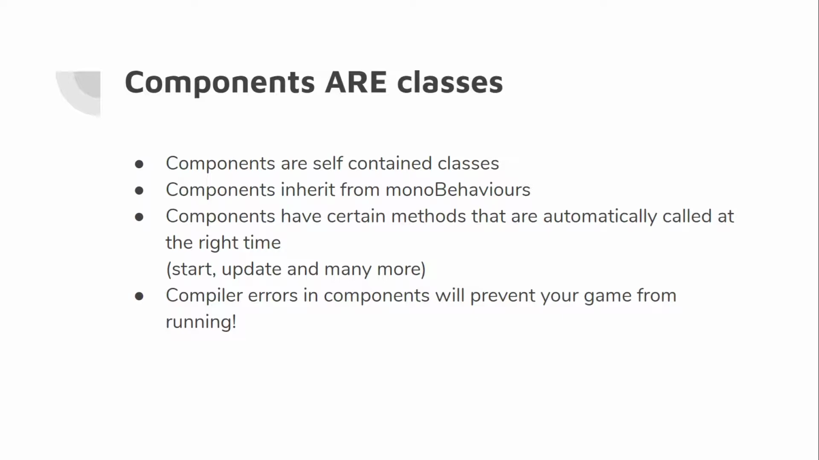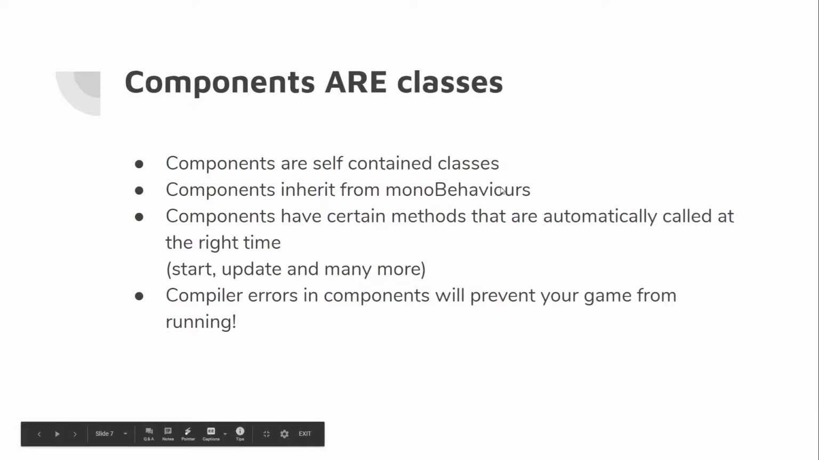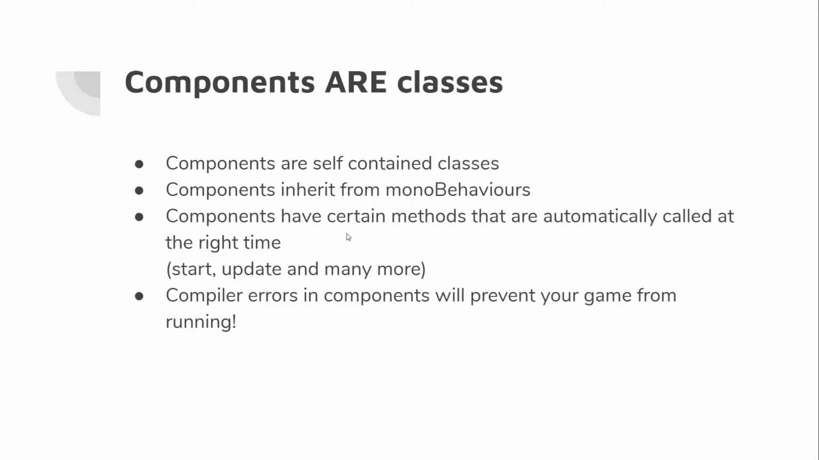Components are self-contained classes. They inherit from MonoBehaviours, which we're going to become familiar with, and because they inherit from MonoBehaviours, these components have certain methods that are automatically called at the right time for us. Just like main is called as soon as the program runs when you have a standalone C# program, we're going to have these things that sort of automatically happen for us. The ones we'll first notice are Start and Update, but there are many more as well.